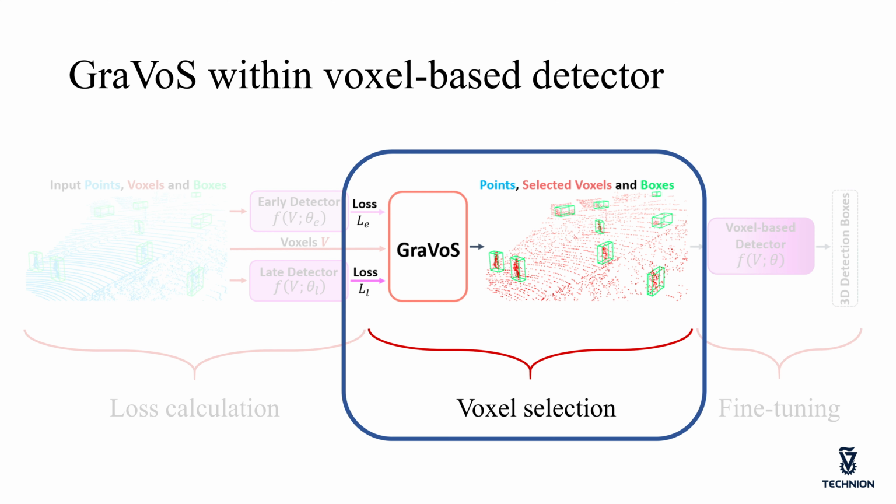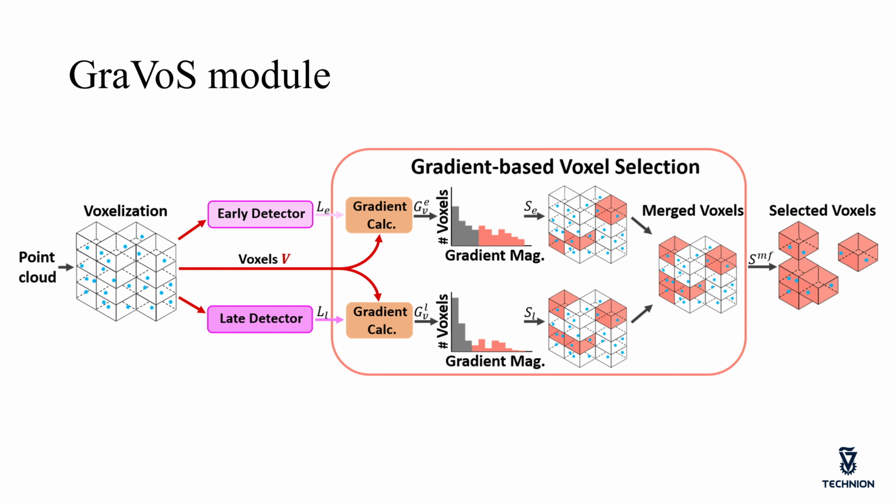We will now focus on GraVoS. Recall that GraVoS aims at selecting meaningful voxels and discarding the less informative ones. Given the input voxels and the pre-calculated losses, for each detector, the gradient's magnitude is calculated, and the meaningful voxels are extracted. The selected voxels, highlighted in salmon, from the 2 stages are then merged to form the final selected subset of voxels. This selected set will be used for fine-tuning a pre-trained detector for detection improvement.